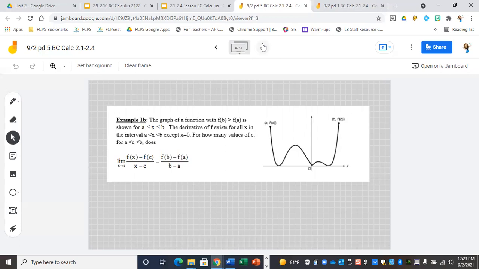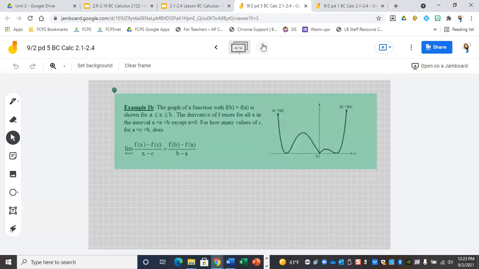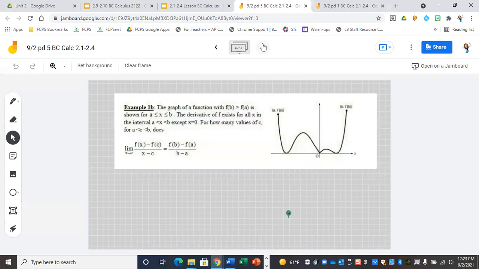So we have a graph of some function, and they give us this inequality saying that f of b is greater than f of a. Remember, these are y values, so they're just comparing your y values. This y value, whatever it is, is greater than this other y value. And they're giving us a closed interval going from a to b. If you want to change that into bracket or interval notation, be my guest.